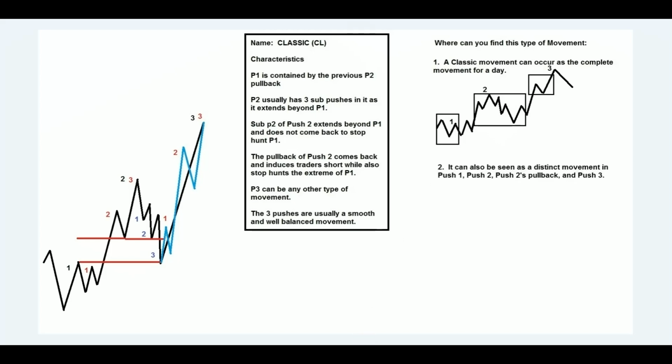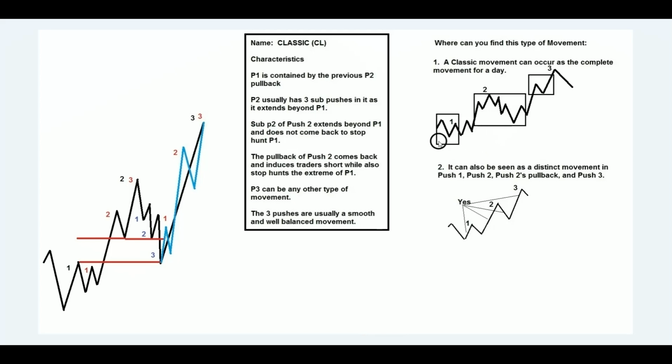But you can find them not only for the full day; you've got pullbacks in here, and you can get it. Push one can have a classic movement. Push two can have a classic movement. Just a pullback can have a classic movement. Push three can have a classic movement. They can all have sub movements in them that are classics. So you can look for them in all these different places here.